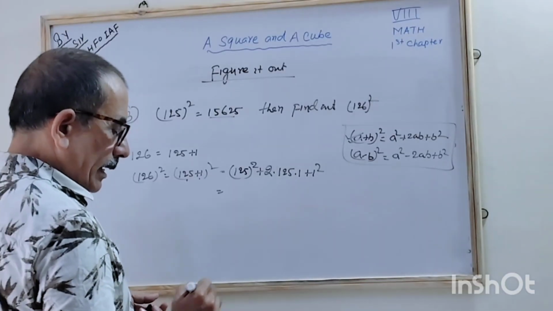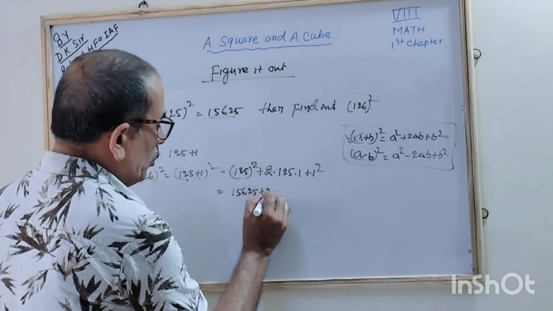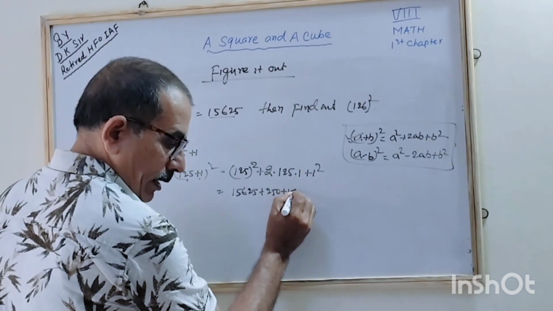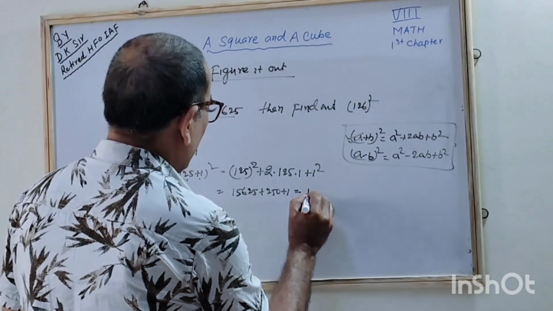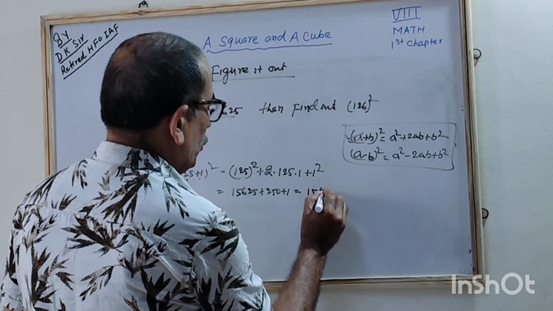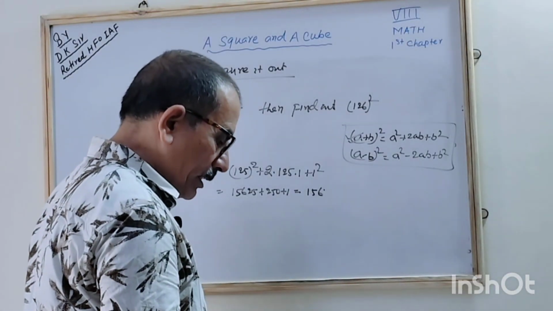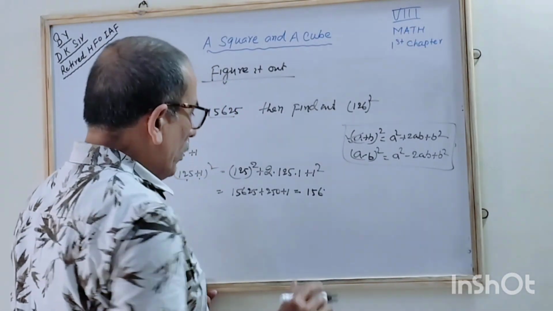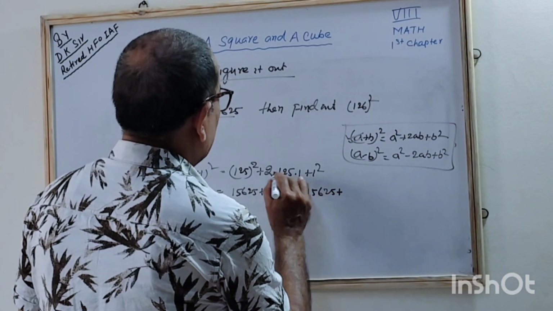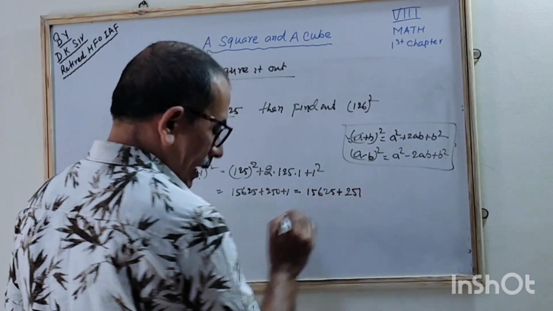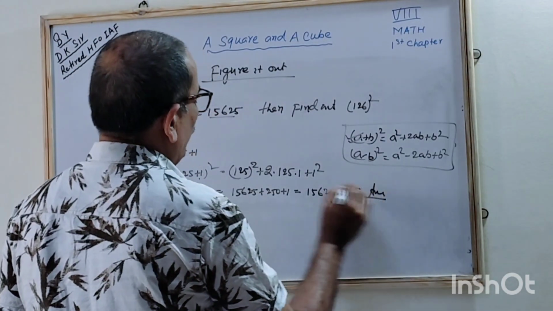So when you do it, how much will you get? You are going to get 15625, plus 250, and plus 1. So the total value will be 15625 plus 250 plus 1, which gives 15876. Correct? So this becomes your answer. Understood? This is the way you can find it, after breaking down.